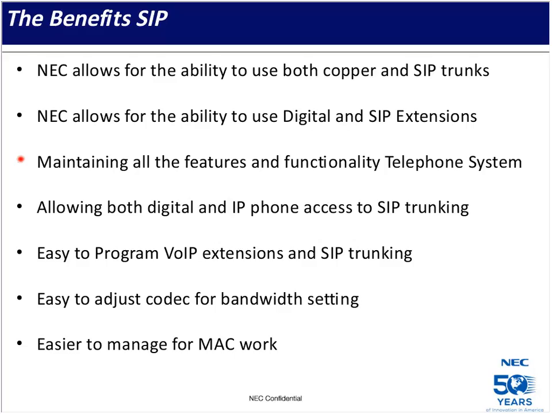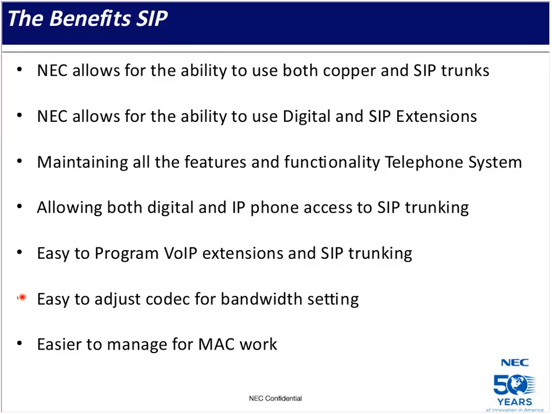So that gives us a little bit greater flexibility in how we deploy the system, right? And again, all three types of phones, analog, digital, and IP phones, would have access to any SIP trunking on the system, as well as they would have access to POTS lines and PRI circuits as well. It does make it easier for us to program voice over IP extensions as well as the SIP trunks, and we can make some easy adjustments to the codec or the compression for bandwidth setting.